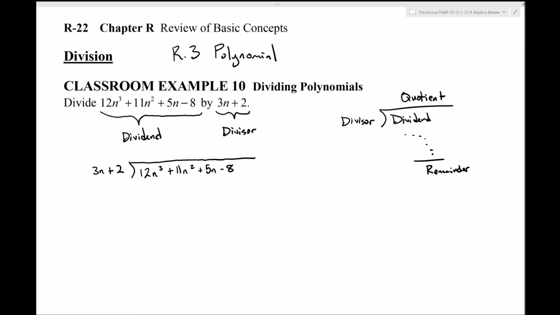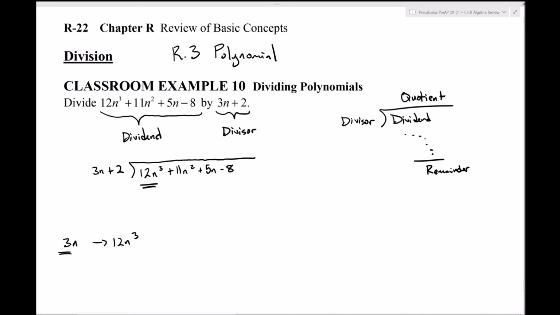Okay, so then in class, what we did was we thought in terms of multiplication, going backwards, and you compare leading terms, the term with the largest degree. In this case, the leading term for the divisor on the outside is 3n. The leading term for the dividend is 12n cubed. Make sure you write them in standard form, in descending order. So we compare those two terms. Out of a 3n, how do I make a 12n cubed? By multiplication. What am I multiplying 3n by to turn it into 12n cubed? So it's multiplication but backwards.